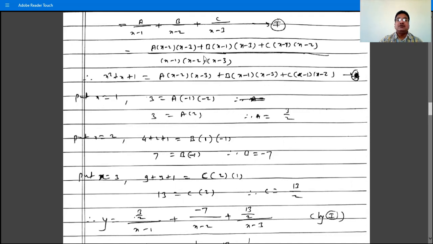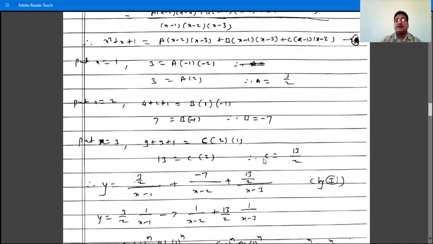Similarly, put x is equal to 2, the root of the second bracket. So we have 2 square as 4 plus 2 plus 1, that is 7. And the coefficient of A is now 0, and the coefficient of C is 0. That's 2 minus 2 is 0. And the coefficient of B is non-zero only. So 2 minus 1 is 1, and 2 minus 3 is minus 1. So minus 1 into plus 1 becomes minus 1. So B becomes minus 7.